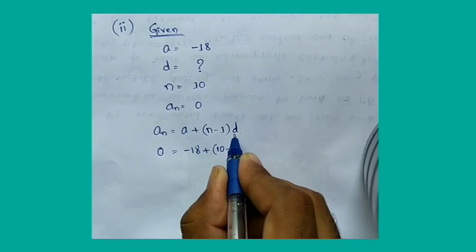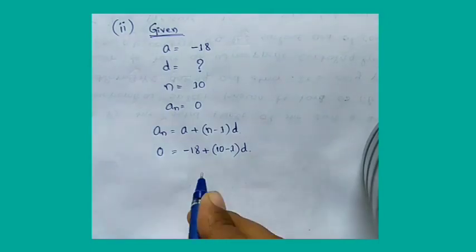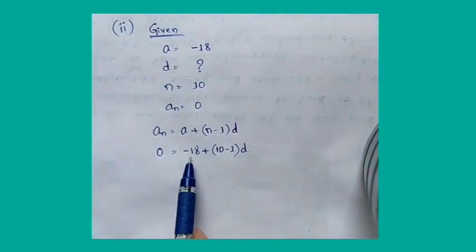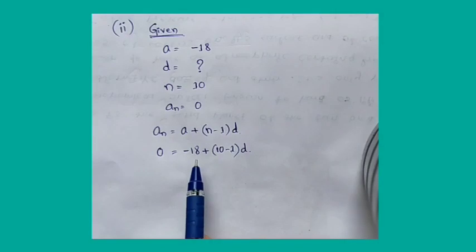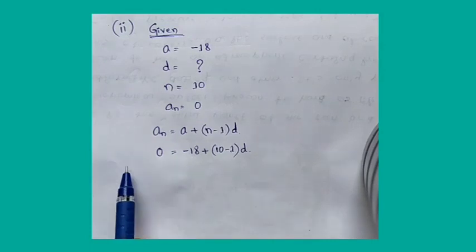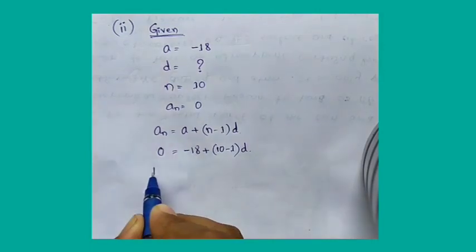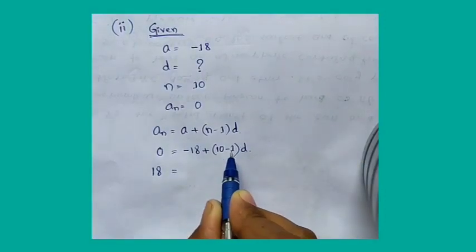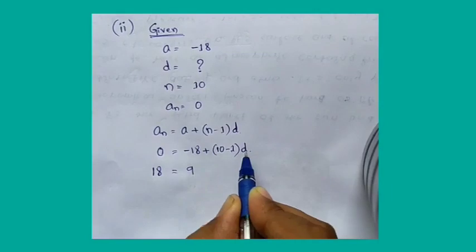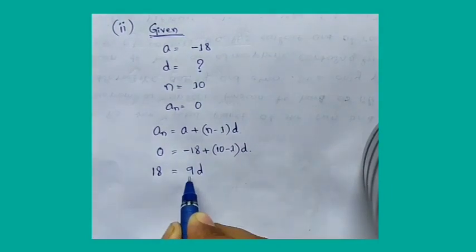We have to find D, so keep D like that only. Here minus 18 is there, so take this minus 18 to the left side. Whenever you take a term from right to left or left to right, the sign will change if it is in addition or subtraction. Here minus 18 is there, and if I take it to the left side, it becomes plus 18. What is left here? 10 minus 1, which means 9. What is left? D. So now 9 into D.